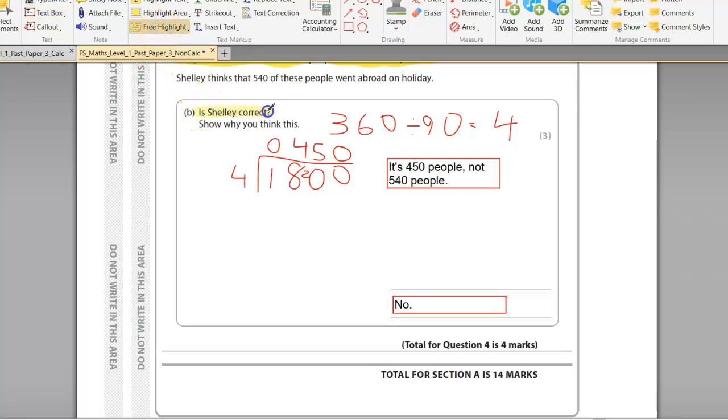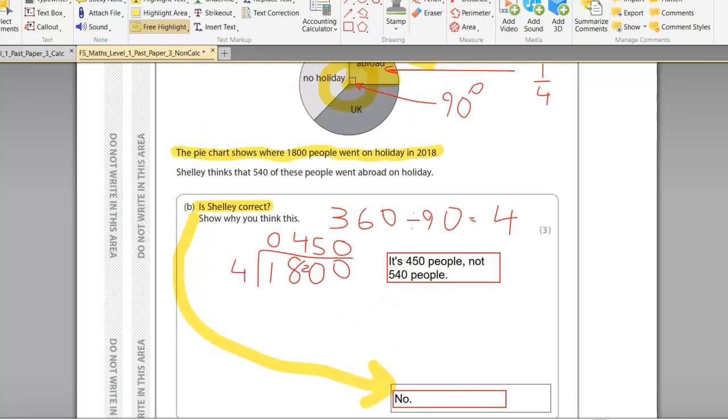So again, this question here, is Shelley correct? That requires a yes or no answer in this box. So because the actual answer was 450 and not the 540 that Shelley thought, then the answer down here is no.